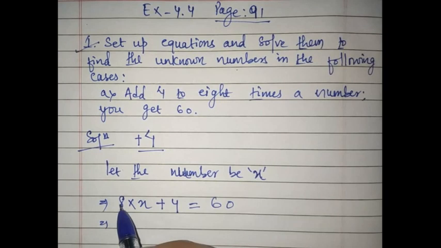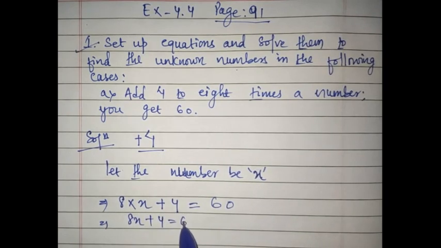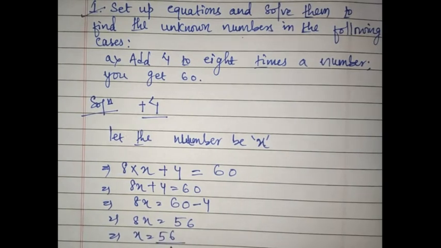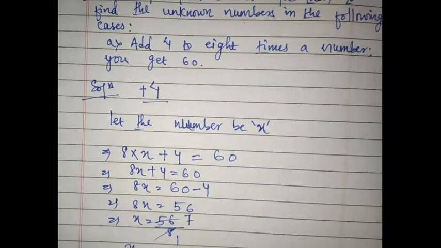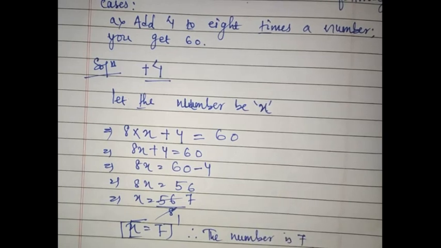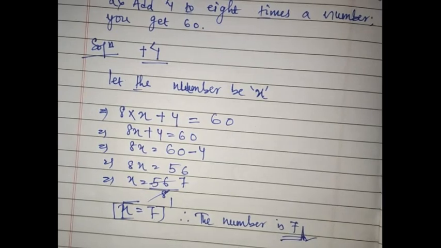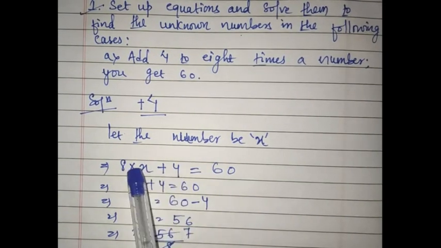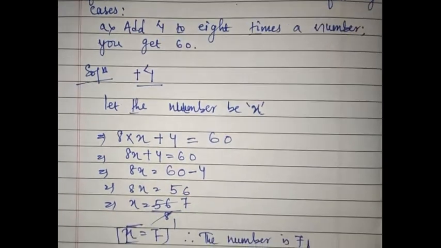Okay, now you will solve it. 8 into x is 8x plus 4 is equal to 60, so 8x is equal to 60. This plus 4, I'll bring this side, it will be minus 4. Now 8x is equal to 60 minus 4 is 56, and x is equal to 56 by 8. 8 1s are 8, 8 7s are 56. Your x value is 7. Alright, so you can write therefore the number is 7. The unknown number is 7. So add 4 to 8 times a number. You have to add 4 to this number, so that you will get 60. So that number is 7.